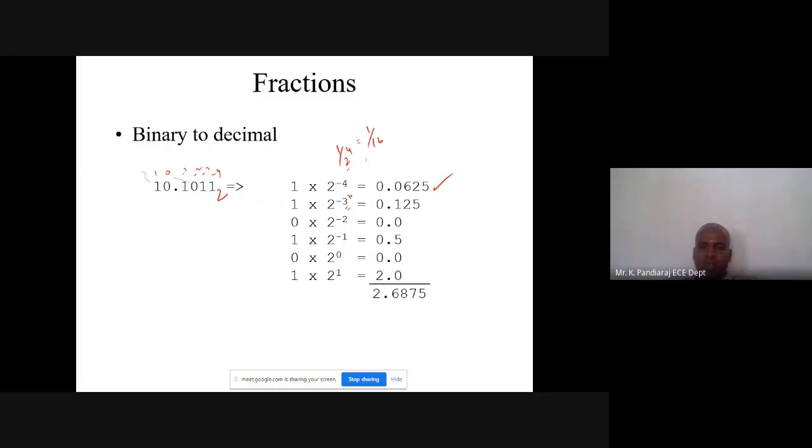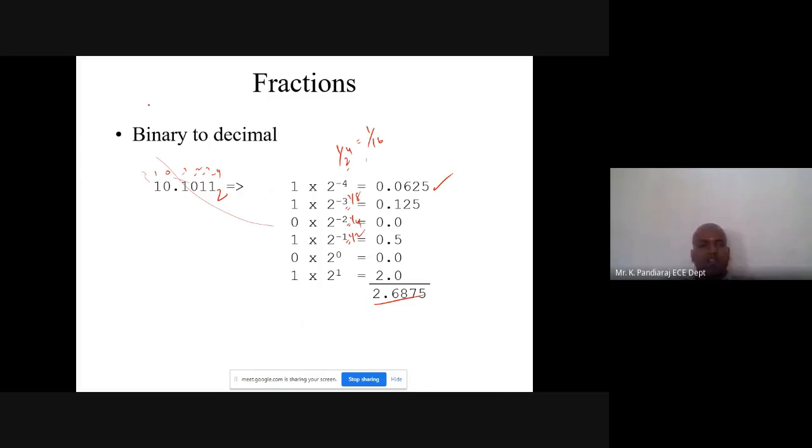And this is 1 by 8, this is 1 by 4, and this is 1 by 2. Then adding together, we get the required answer, 2.6875. Now this is binary to decimal.